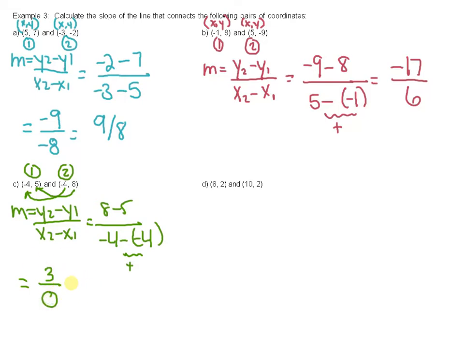We've seen this before, okay? If you put this into your calculator, you get an error. You do not get 0. Therefore, m equals undefined. Okay, this means that it's some sort of vertical line.